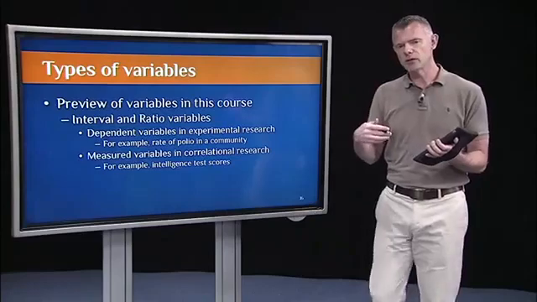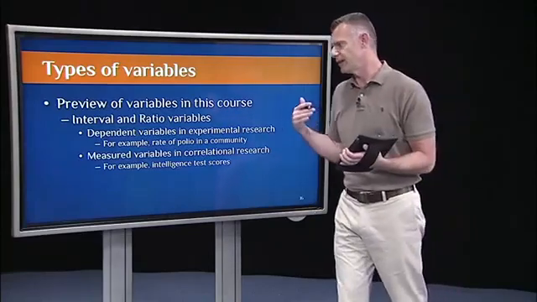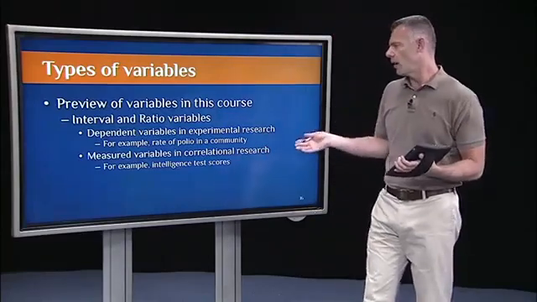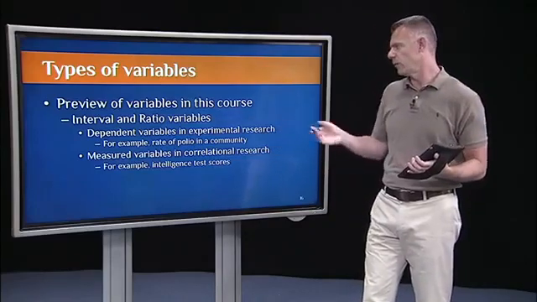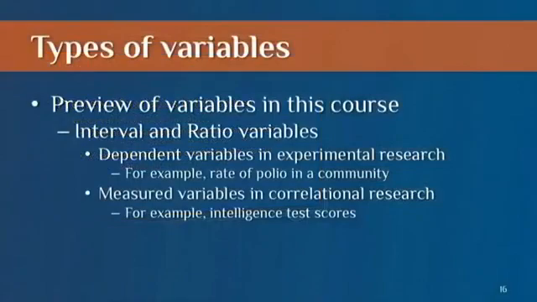We'll typically use interval and ratio variables as our dependent variables or as our measured variables in correlational research. So, for example, the rate of polio in a community, like how many kids out of 1,000 acquired polio after the vaccine, that was our dependent variable. Or we could look at score on an intelligence test or score on a personality survey. Those are in the interval ratio type.